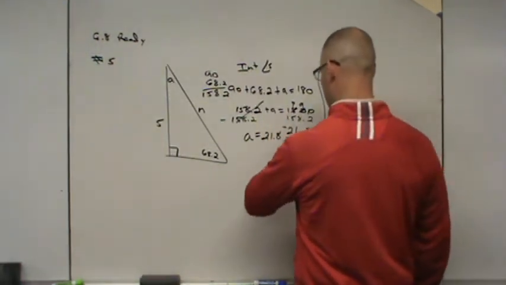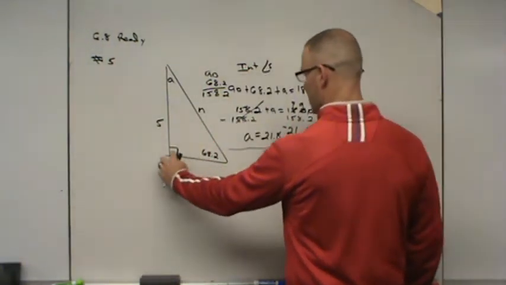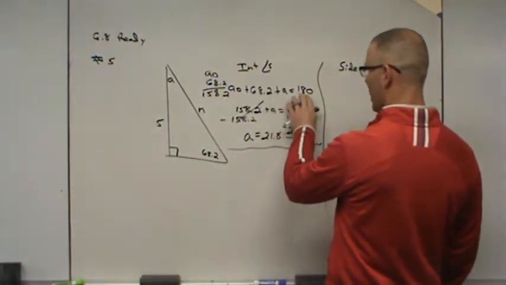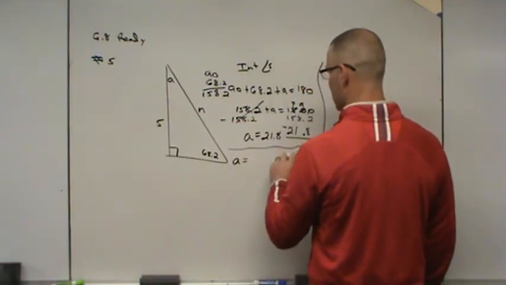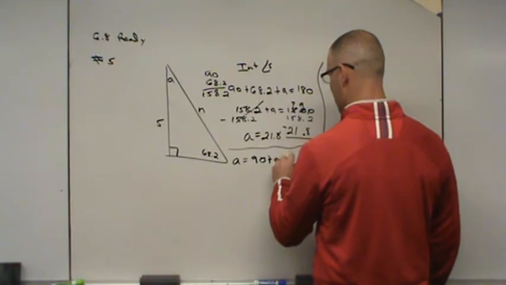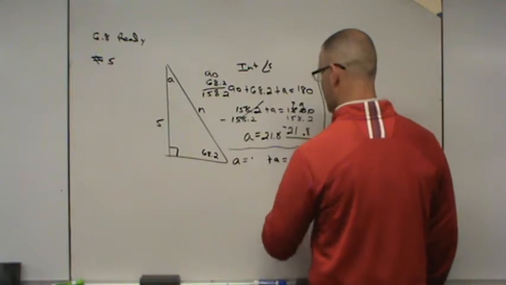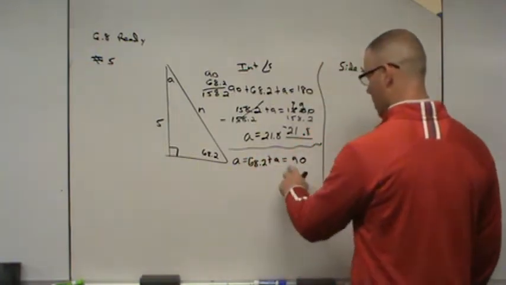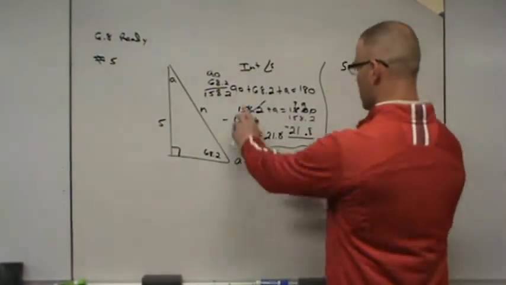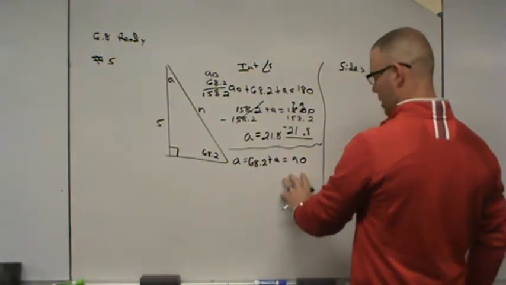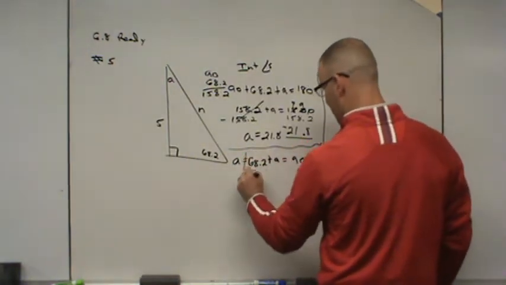Now, the shortcut to this is already knowing that one of these angles is 90 and taking that away at the beginning. So really what you have is 68.2 plus A. Because remember, these two angles here have to add up to 90 degrees. 90 degrees is already spoken for. So I took away the 90 at the beginning, essentially is what I did. So the value of A is going to be equal to this problem right here.